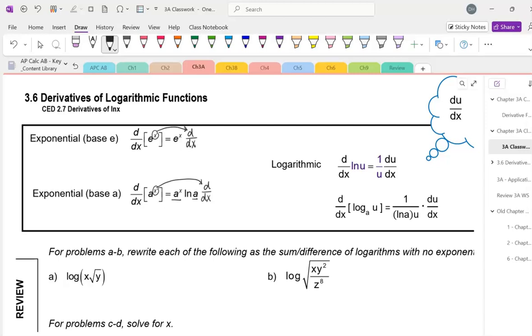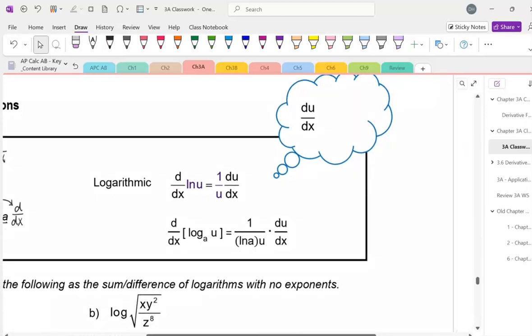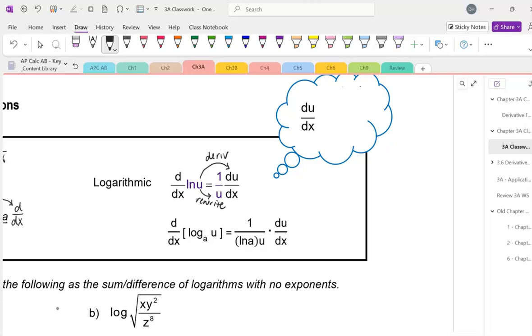Now with logarithms, we've already done the derivative of natural log with anything right next to natural log. So it's 1 over a rewrite, and then multiplied by the derivative. So again, du over dx is just the derivative of u with respect to x.